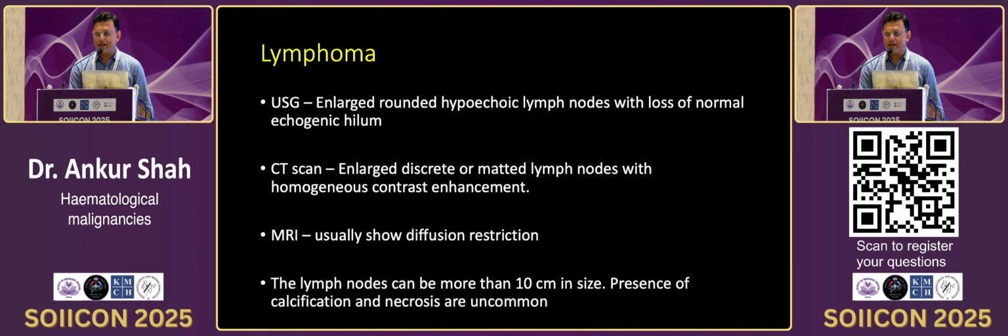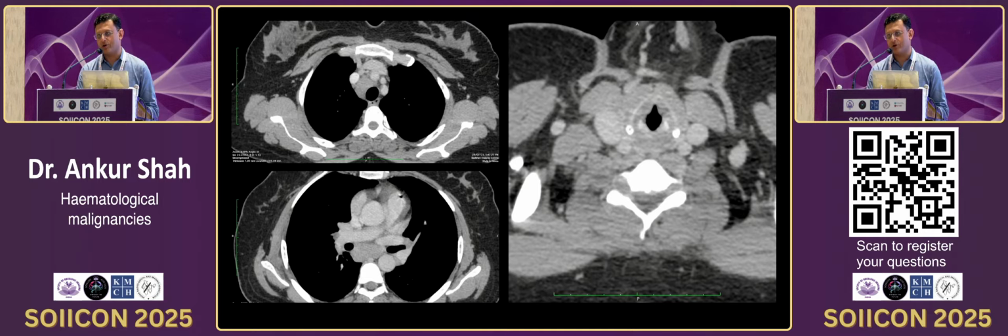On ultrasound, what we see in lymphoma are enlarged, rounded, hypoechoic lymph nodes, usually with loss of the normal echogenic hilum. On CT, there can be either enlarged discrete nodes or sometimes matted nodes with homogeneous contrast enhancement. On MR, many of these show diffusion restriction. The nodes can be very large, even larger than 10 centimeters in size. And usually they are homogeneous. Calcification as well as necrosis in untreated lymphoma is much less common. Though it is not 100%, sometimes we do see necrosis in some patients, but usually they present with solid nodes which do not show necrosis.